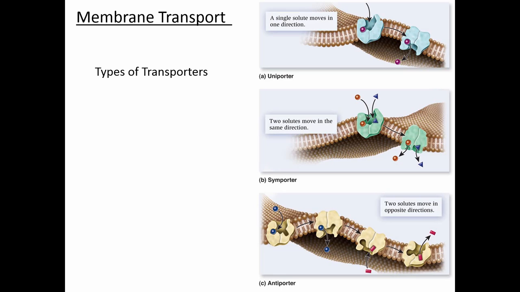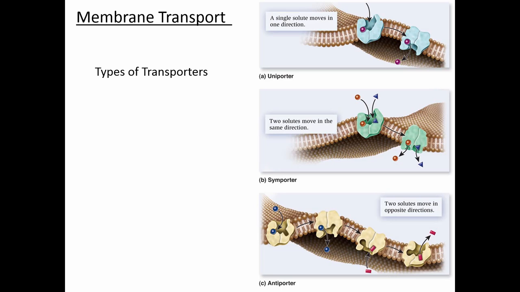A uniporter only transports one type of solute in one direction. That's where the uni comes from, a single solute being transported. Both symporters and antiporters are going to transport two types of solutes.